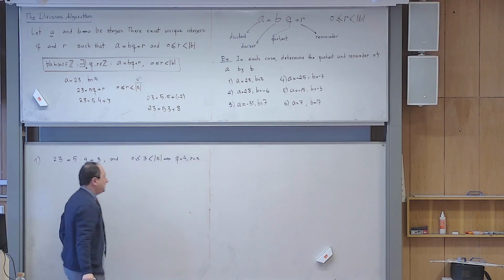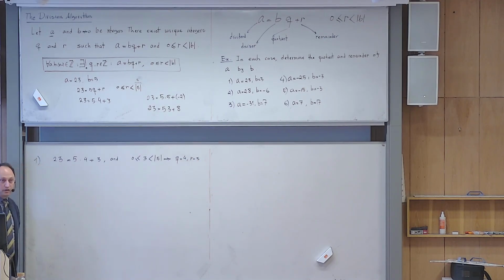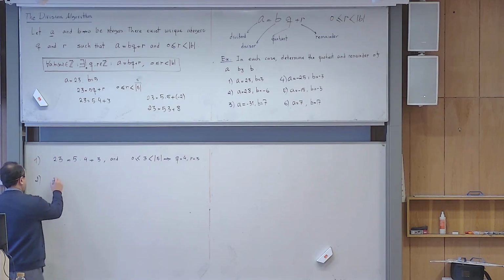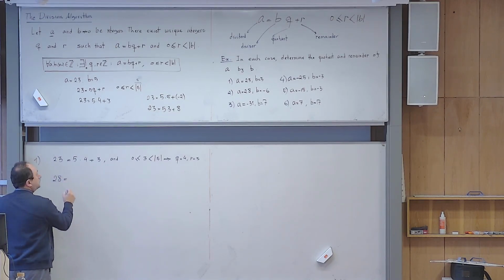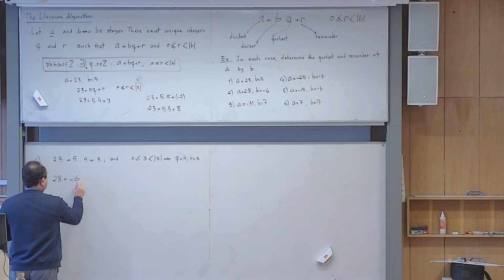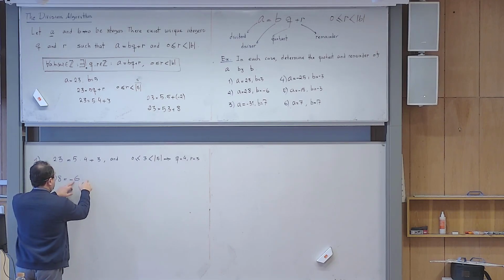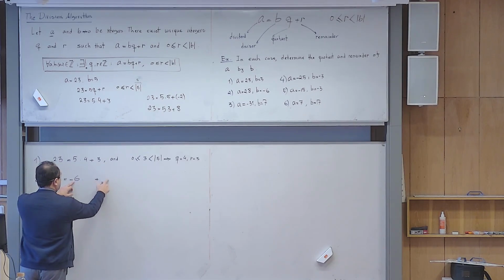So we want to repeat the same process for those pairs. And sometimes when the numbers become negative, you have to be a little bit careful not to get confused, okay? So for example, number 2, did you do that? So 28 is A, and B is what? Minus 6. Then you have to guess something here and something here, okay?